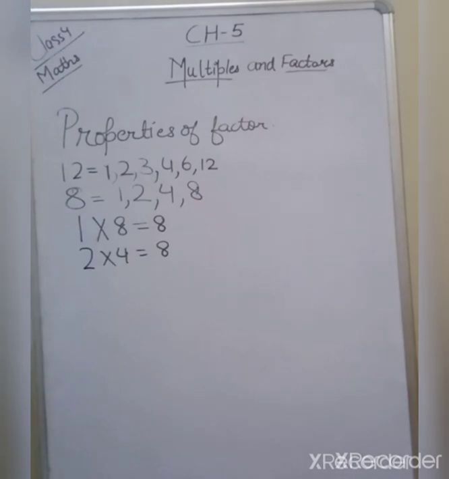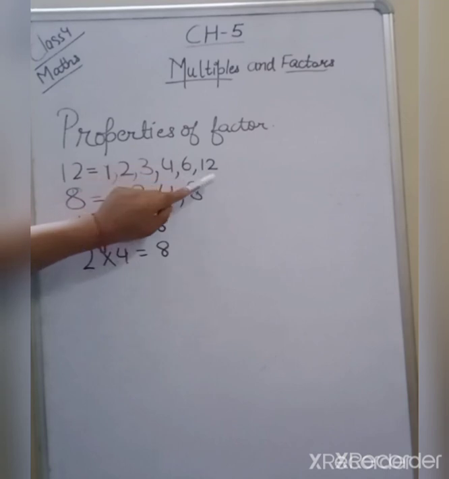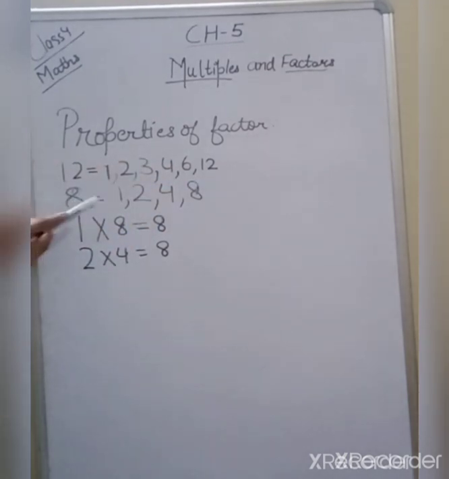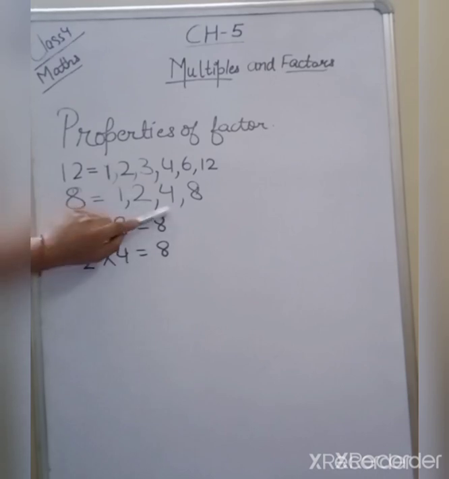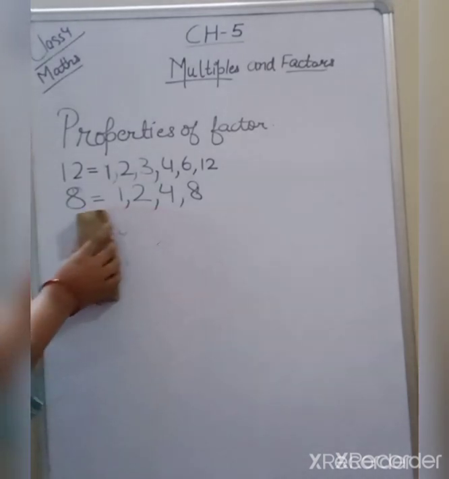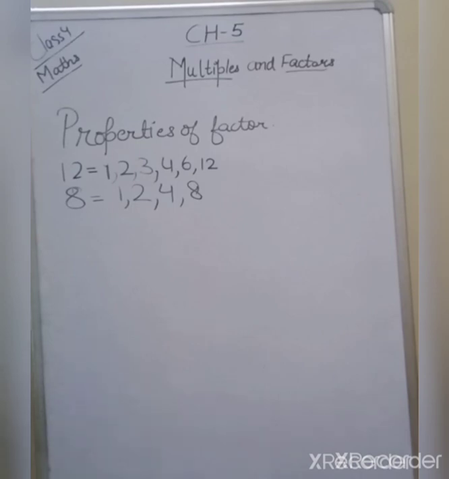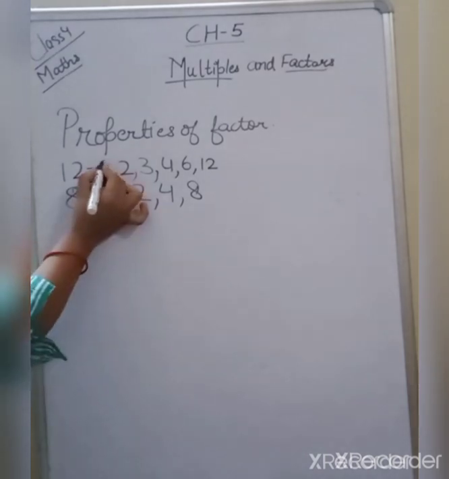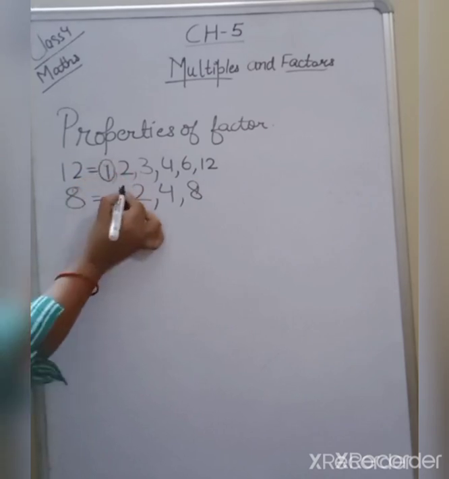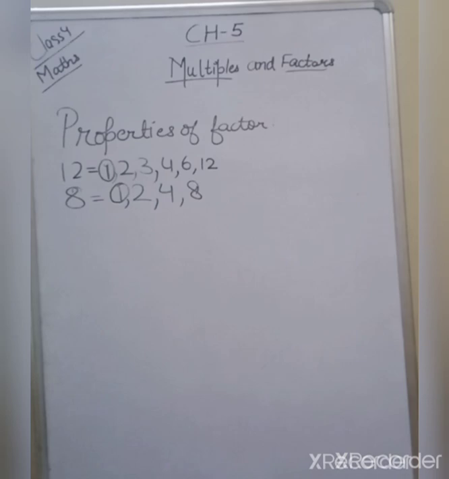So, what are the factors of 12? 12 comes in the 1 table, 2 table, 3 table, 4 table, 6 table, and 12 table, and 8 is coming under the 1 table, 2 table, 4 table, 8 table. On the basis of these two examples, we will learn about the properties of factors. Okay, if you see, 1 is there and there also. So first property, if you notice, 1 is a factor of every number.